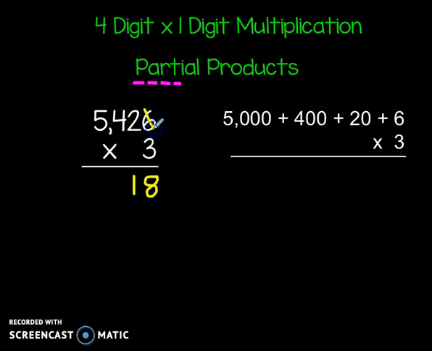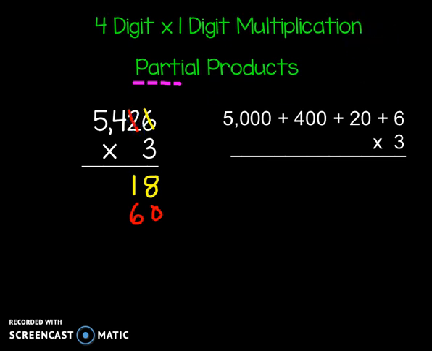Now my 6 is done, and I'm going to move to my tens. So now, if I move to my tens, I see that it's a 2, but it's not just a 2. We know that it's really 20. And what is 20 times 3? Well, remember, 2 times 3 is 6, and then we just have to add that little 0. Fun little trick, right? So 20 times 3 is 60. It's that 6 plus that 0. And now I'm done with the 2.